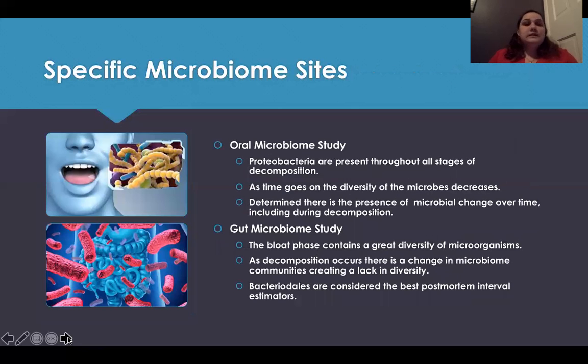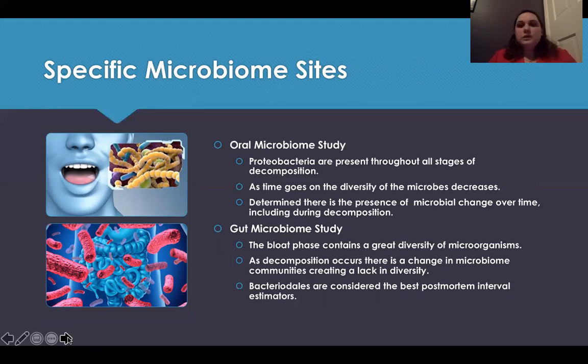So scientists or researchers have looked at specific microbiome sites, such as the oral cavity or the gut. The oral cavity contains a lot of proteobacteria, and these proteobacteria are present throughout all the stages of decomposition. So they're definitely something that is being taken into account when determining the postmortem interval.